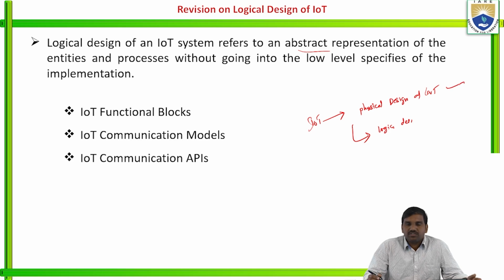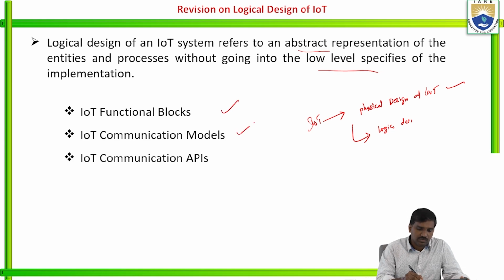In the physical design of IoT, we discuss how the sensors act regarding the data, and how the network is built through the IoT devices. Next, the logical design of IoT refers to an abstract representation of the entities and processes without going into the low level specifics of the implementation. Basically, it has IoT functional blocks, IoT communication models, and IoT communication APIs. So it is very important. Let's revise the logical design of IoT functional blocks.